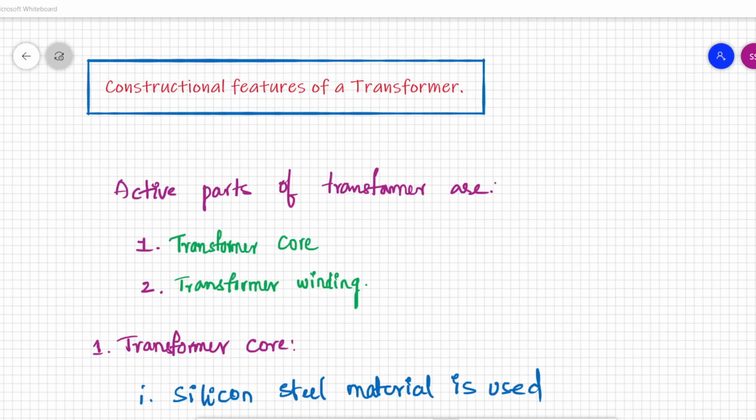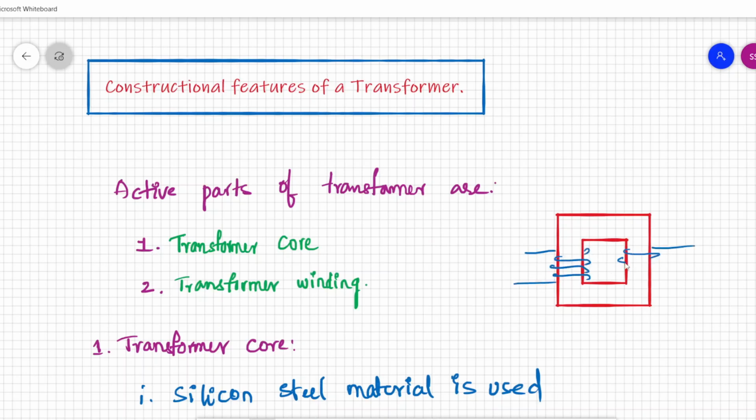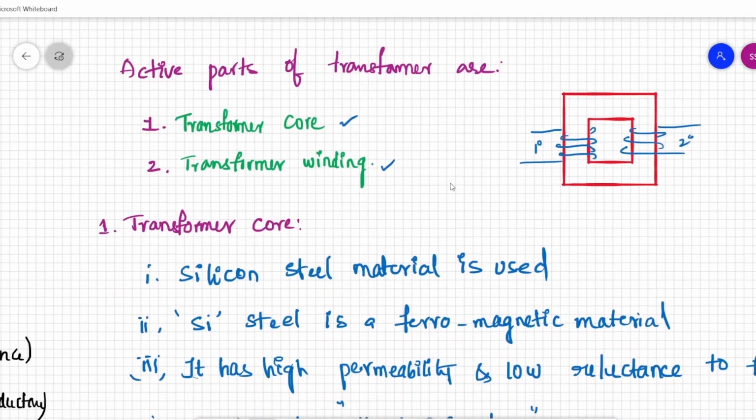So let's first see the construction features of a transformer. So we know that a transformer is having a core material, a core, right? So the transformer is having a core and windings, primary and secondary. So mainly these are the parts of a transformer. The active parts of a transformer are the transformer core and transformer winding. So winding is primary and secondary winding. Now let us see the construction features of a transformer. One is the transformer core, another is the transformer winding.